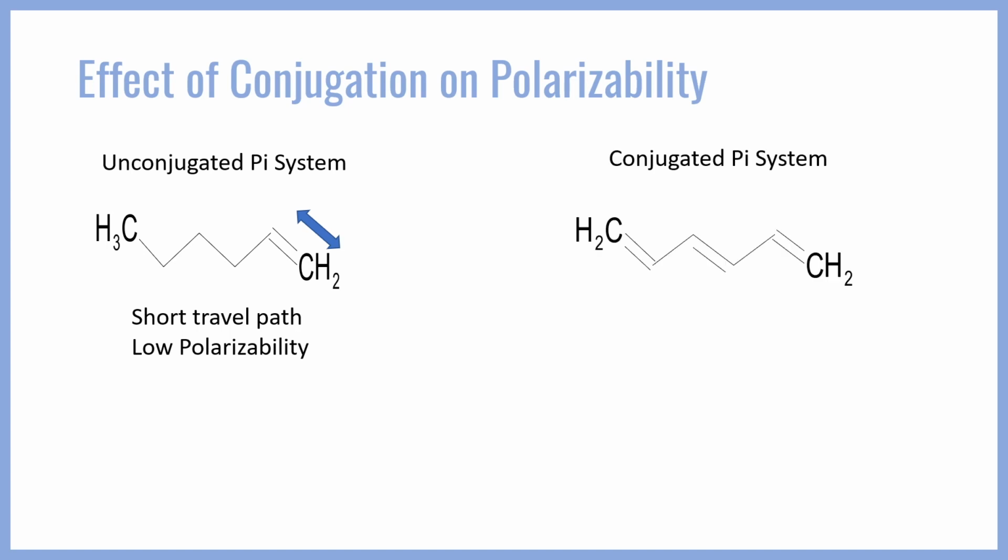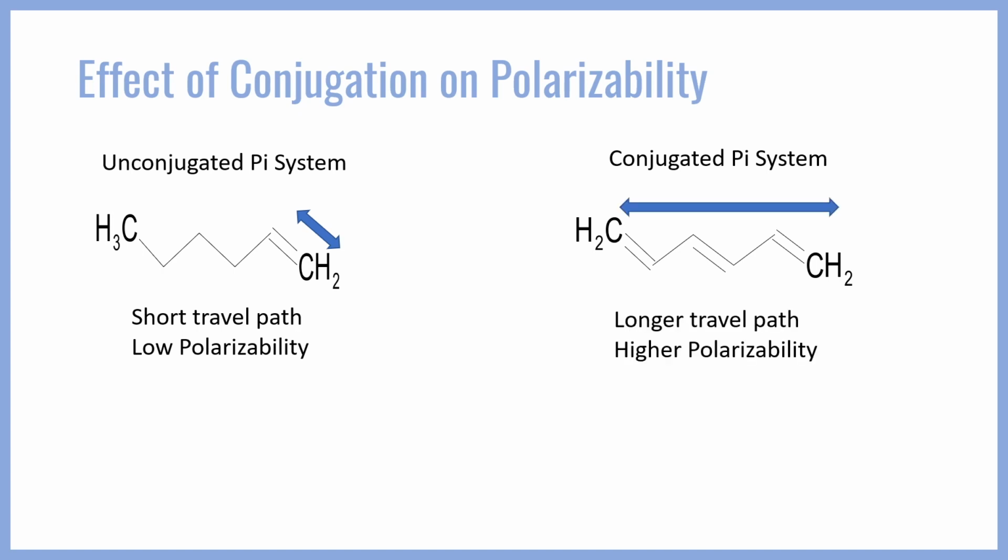On the other hand, if we go ahead and look at this pi system, this is going to be conjugated. We see these alternating double single bonds. And so this entire molecule, like we said, is going to behave like a single larger electron cloud. We're going to have this very large travel path indicated by this blue arrow above the molecule. So in this electron cloud the electrons can move relatively freely, back and forth across the entire length of the molecule, making it very polarizable.